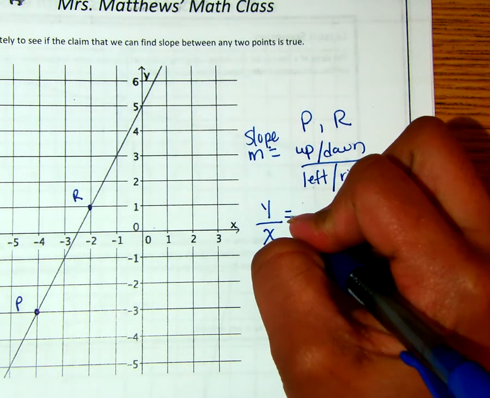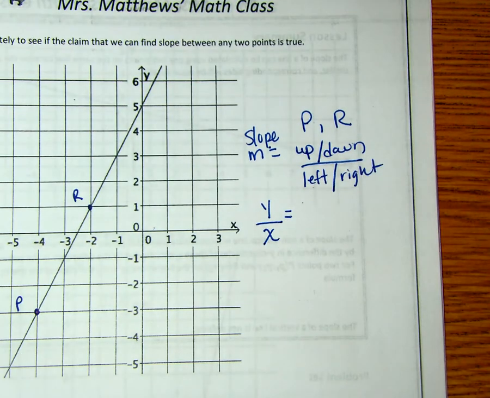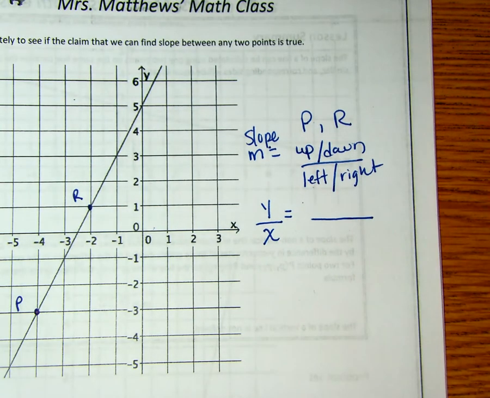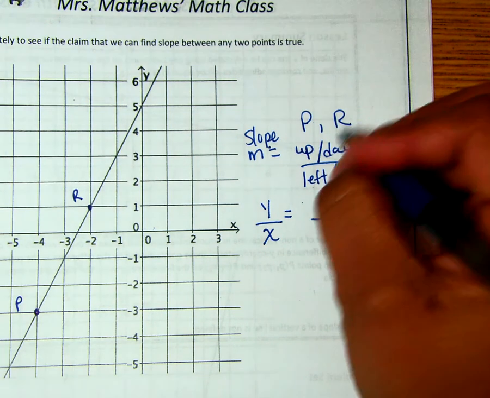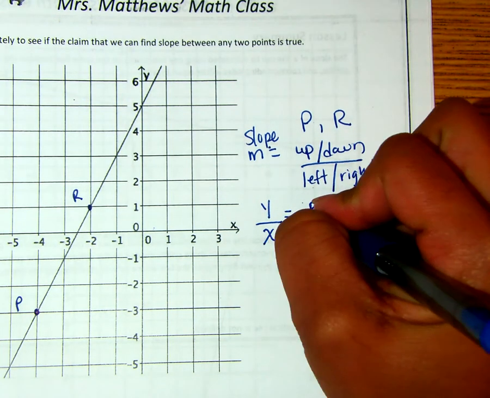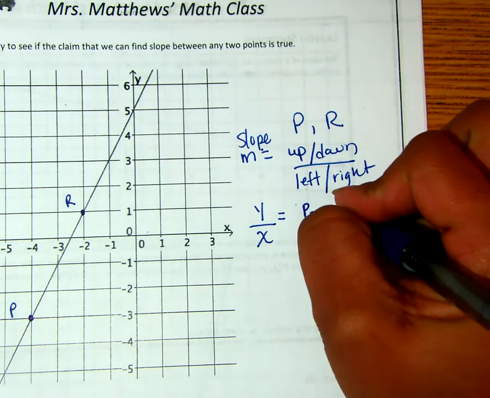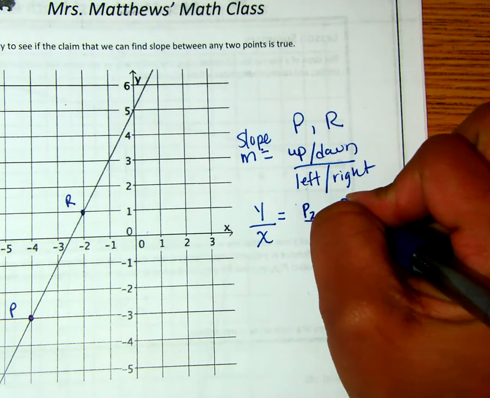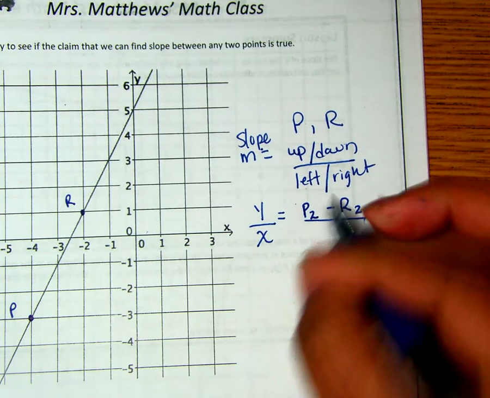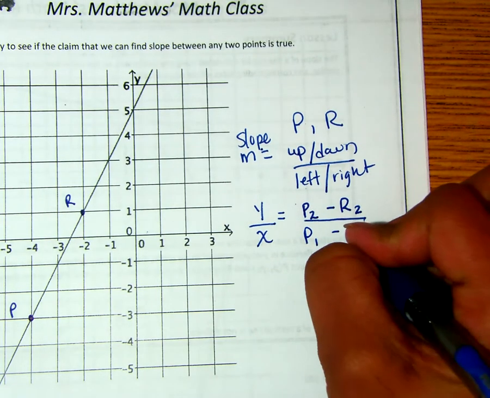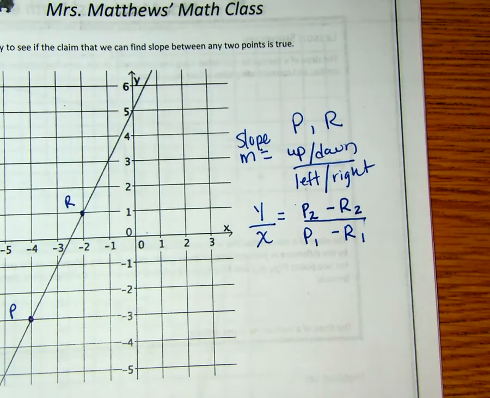Well, Mrs. Matthews, why did you switch over to the variables y and x? I'm glad you asked, Kipsters. I've switched over to the variables y and x because I'm about to break slope down into these ordered pairs. Slope is a ratio that measures the distance between the y of point P minus the y of point R over the x of point P minus the x of point R.